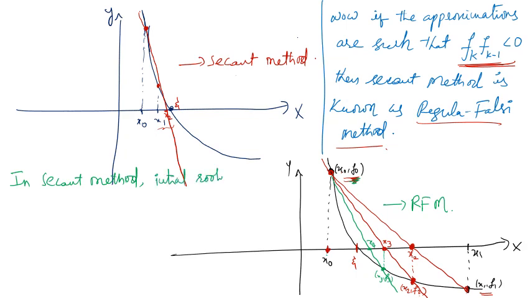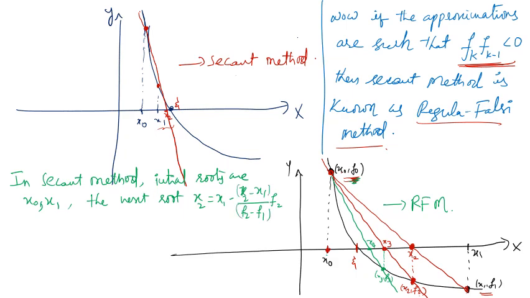Initial roots are x0, x1. The next root x2 is, what is the formula? As per the formula, x2 equals x1 minus (x1 minus x0) by (f1 minus f0) into f1. This is the formula.